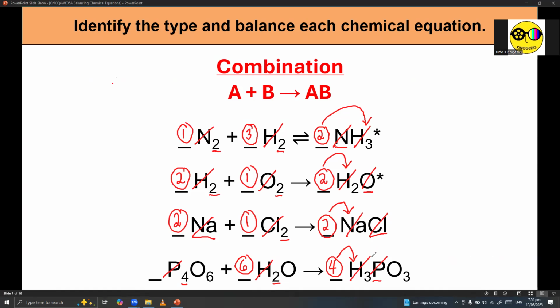Now, what coefficient to write beside P4O6? So, at this point, let's count the number of oxygen atoms. In this side, you have 6 plus, in this side, 6 times 1, you also have 6. So 6 plus 6 is equivalent to 12. Then on the right side, you have 4 times 3, which is already 12. So that means the number of oxygen atoms are already balanced. So therefore, you will write 1 beside P4O6.